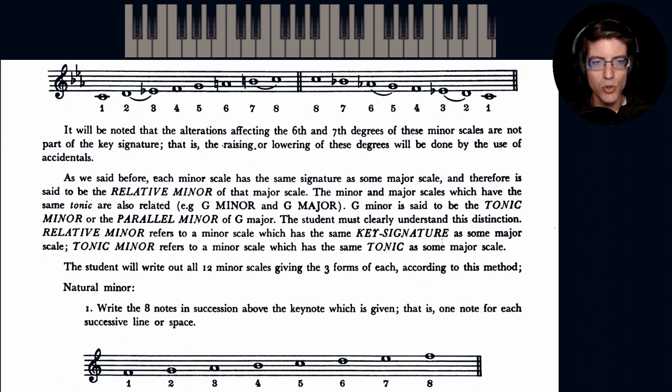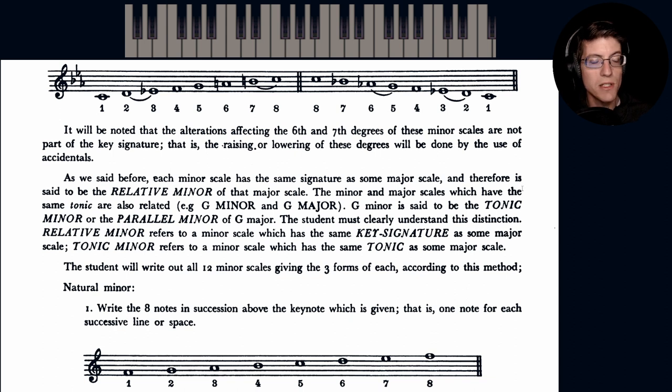So if I were to play that here, so G major, and then the minor, so that would be the parallel minor, or the tonic minor for G major. So this is G minor, parallel minor to G major, because they share the same tonic key.